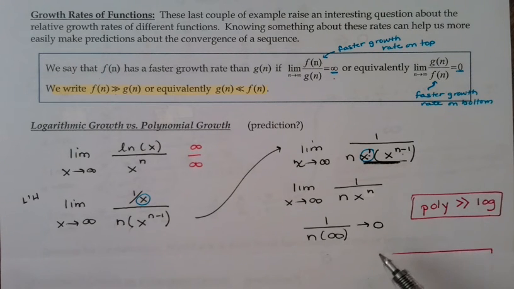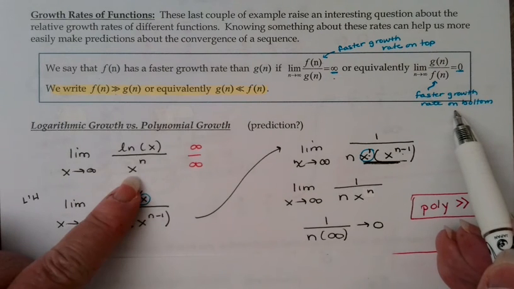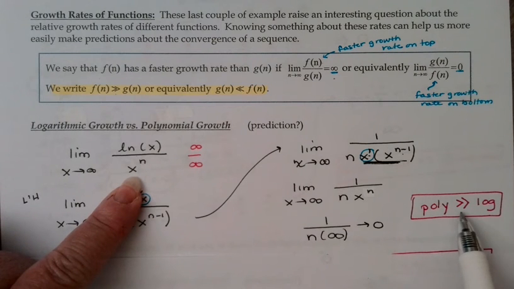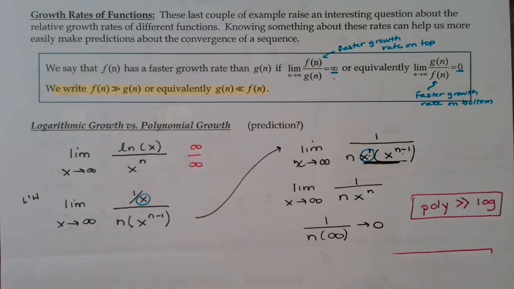So, with a limit of 0, the faster growth rate was on the bottom. The polynomial had a faster growth rate than the log function. That's a general conclusion, not for just those two, but for any polynomial and log functions. We can make that conclusion.